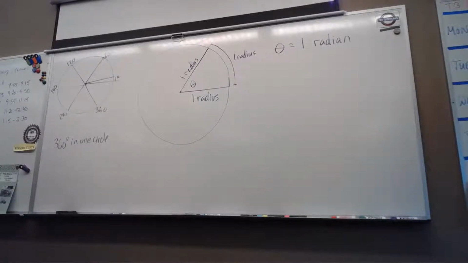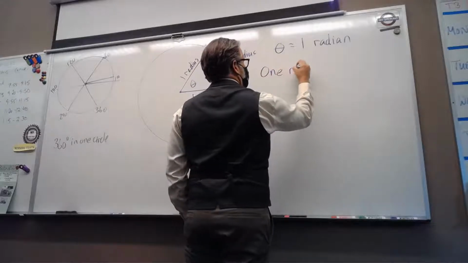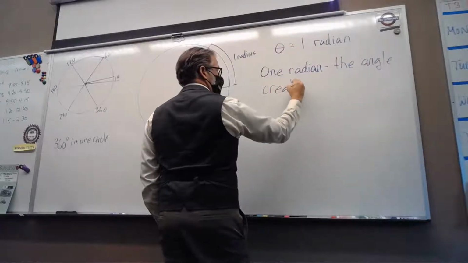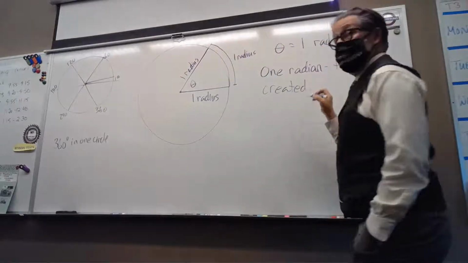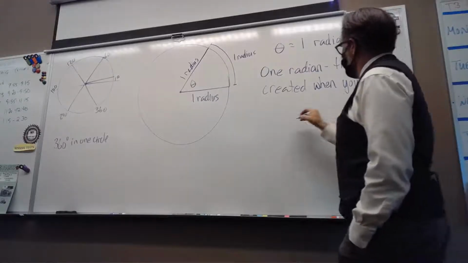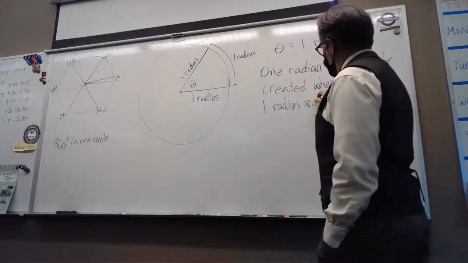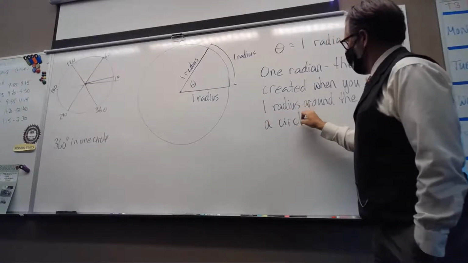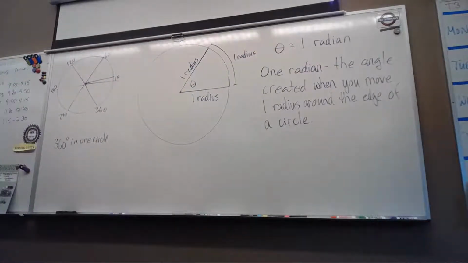Mr. Ermening, I don't get it. Why 1 radian? Because that's a definition. 1 radian is defined as the angle created when you move 1 radius around the edge of a circle.